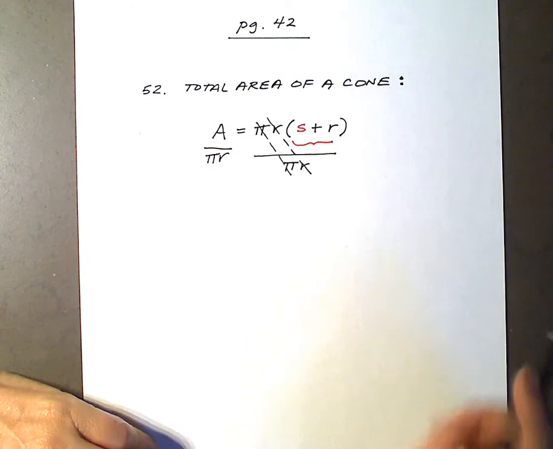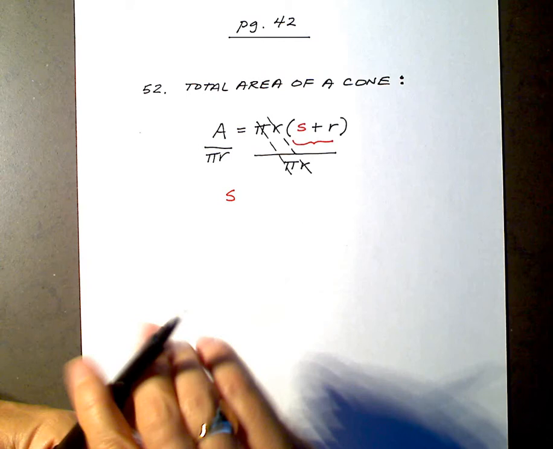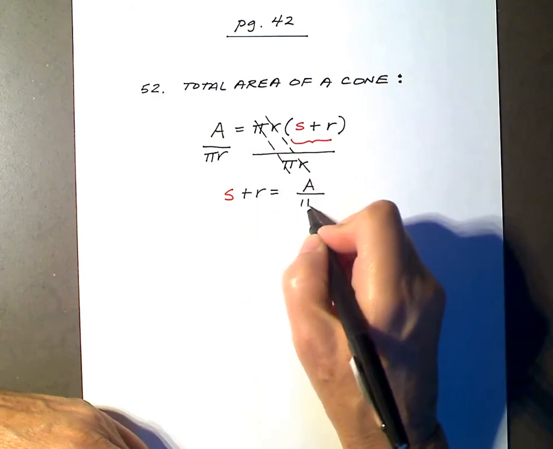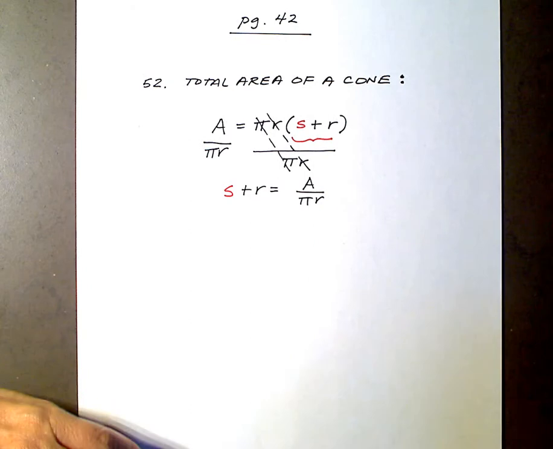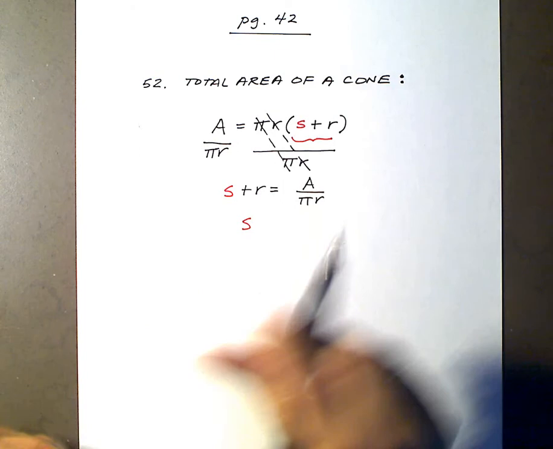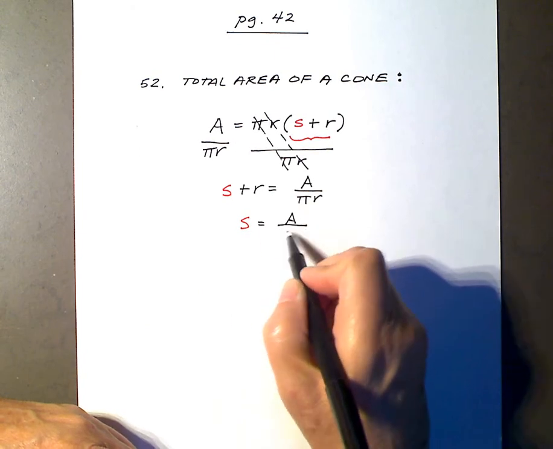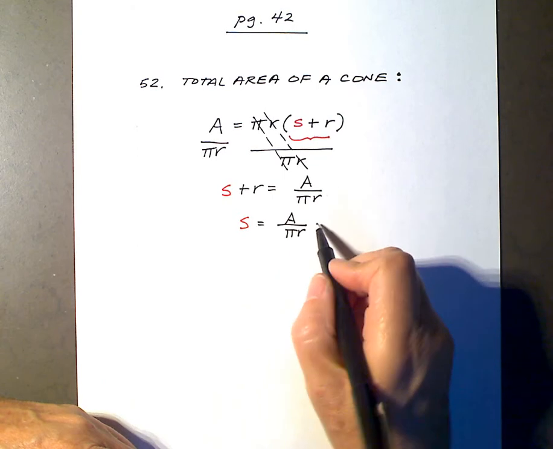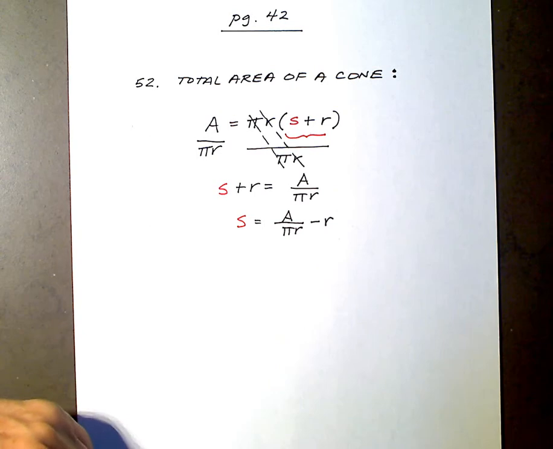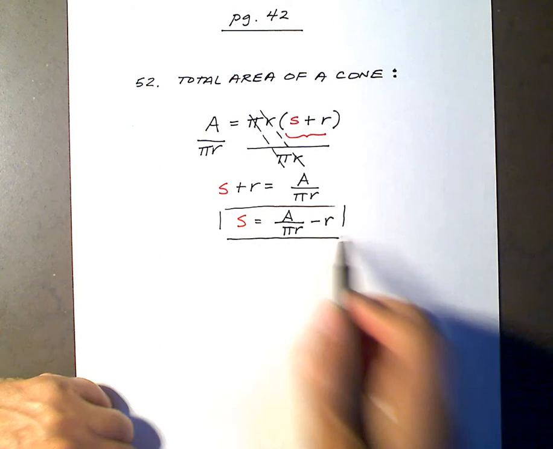So I'm going to rewrite this with the S plus R on the left. So the last step would be to subtract R from both sides. So keeping the S in red here, the slant height is equal to the area over pi times the radius, and if I subtract R from both sides, minus R. Okay, so that's fine. That's one form of the answer, and that might be what is in your book.